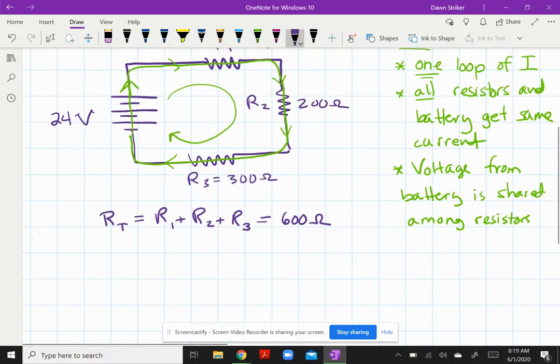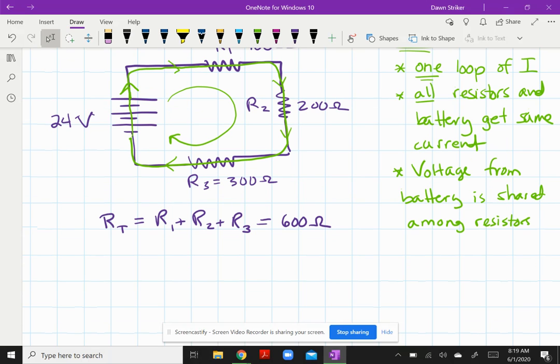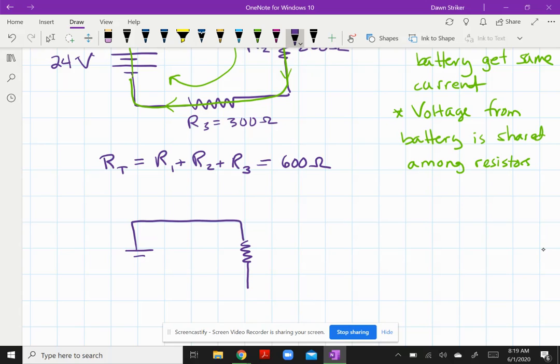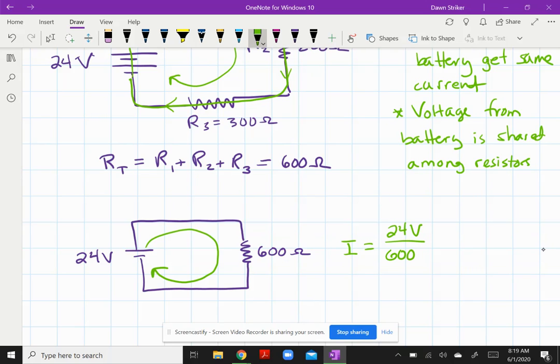So then the next thing to do is draw this 3 resistor circuit as a simple circuit. Simple circuit has 1 battery and 1 resistor, where my total resistance is 600 ohms and my battery is 24 volts. Okay, so now I can use Ohm's law to find that current. I is equal to 24 volts divided by 600 ohms.